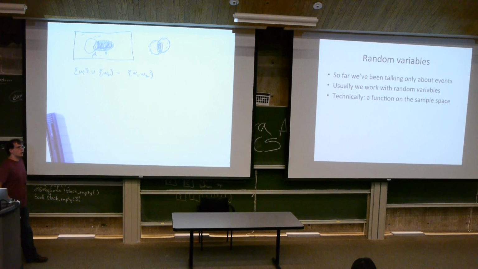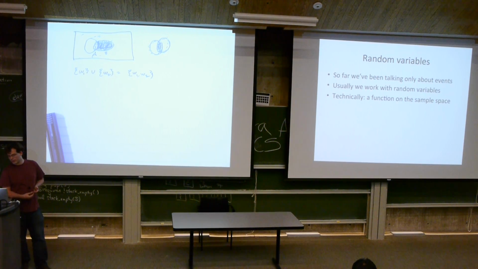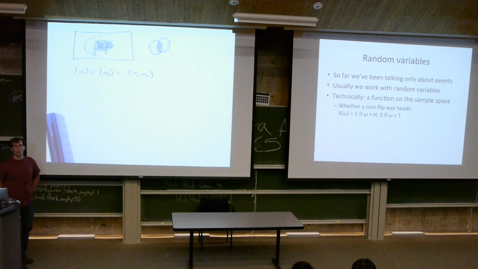Okay. So far we've defined probability functions on events within sample spaces, and we've talked about various things with those probability functions. But usually we don't care about events so much. We usually work with these things called random variables. Technically, a random variable is a function from the sample space to some other space. One example of a random variable we've been talking about is whether a coin flip was heads. You can set it to 1 if you flip the coin and got heads, 0 if you flip the coin and got tails. So that's a function from the set heads, tails to 0 or 1.